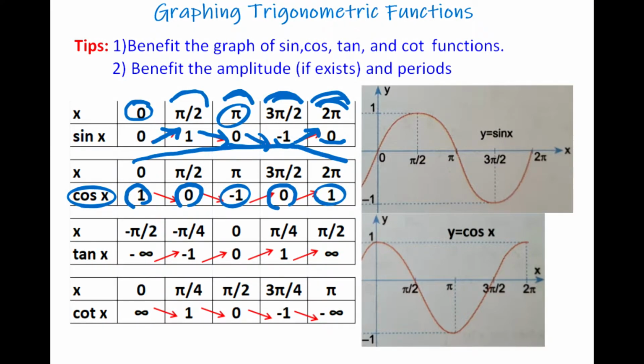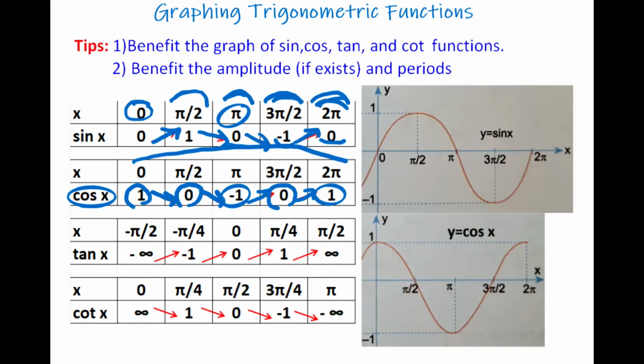And again, if you compare those values from 1 to 0, there is a decreasing, right? From 0 to -1, still the graph should be decreasing. From -1 to 0, there is an increasing. And from 0 to 1, there is an increasing also.